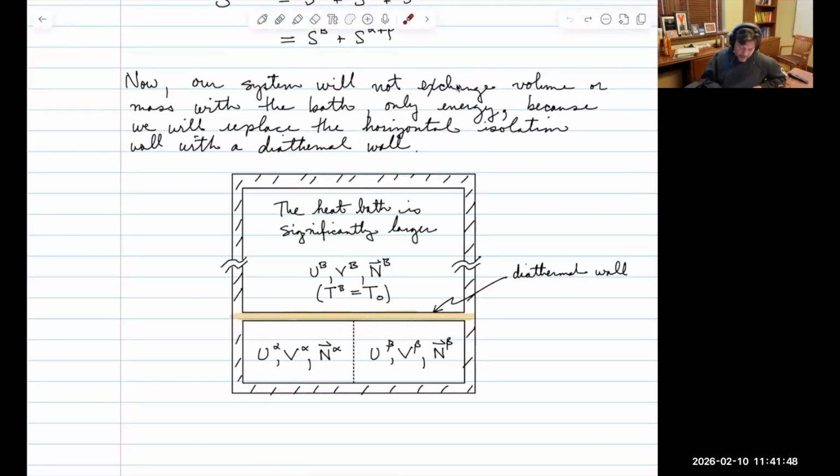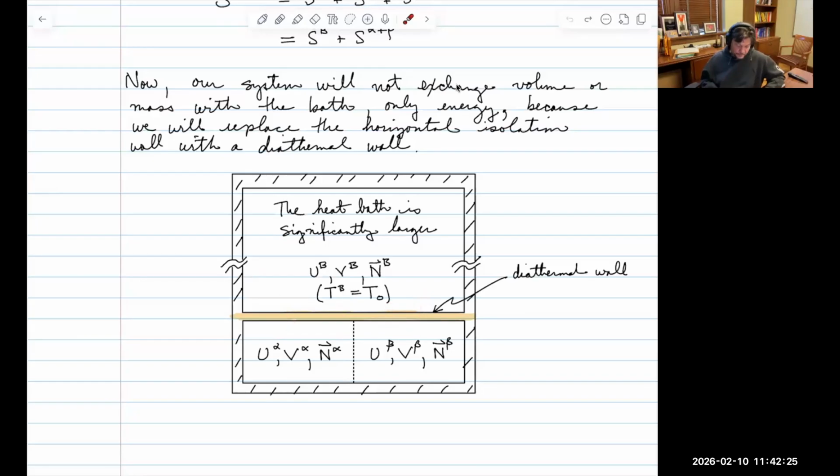Now, as I said, we're going to remove the isolating wall that was here, and we're going to replace this with a diathermal wall. What's a diathermal wall? A diathermal wall simply means it's an idealized wall that is going to allow energy to be exchanged from the bath to the subsystem. Well, this is now one system essentially. You can think about it as what was formerly two isolated subsystems, but energy can be exchanged across this boundary. It can go both ways, right?